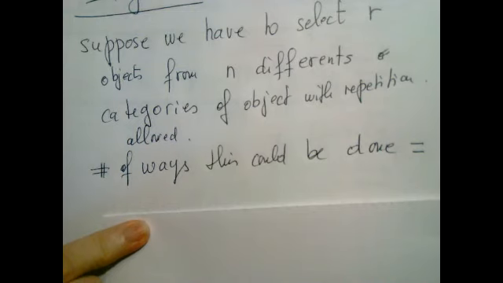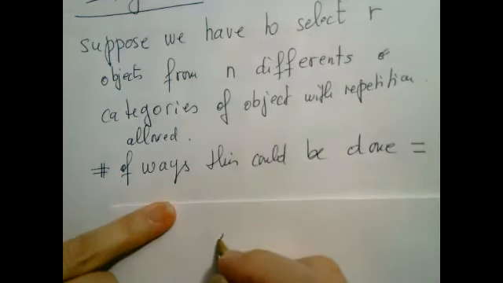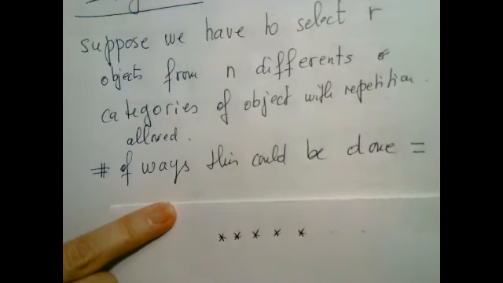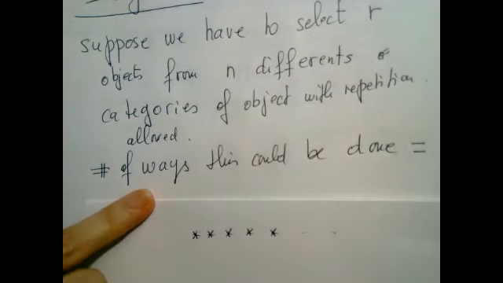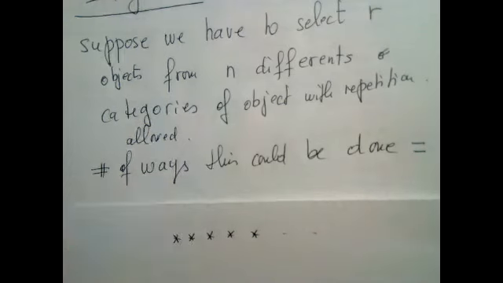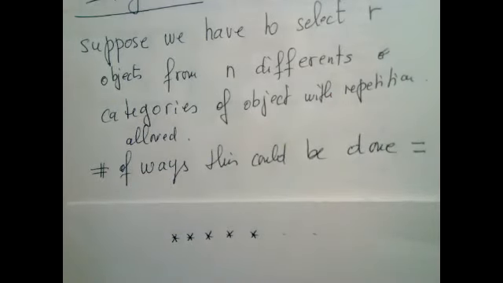Emily, I think Emily was talking, right? Yeah, it was me. The stars, would that be the r? It was the objects, right? The stars are the objects, so I'm picking r of them. Very good. Now, together, the n different categories represent what? The separators. Exactly. How many separators do we need? It would be n-1, right? Absolutely, because I need to separate n categories. I need n-1 separators. I don't need all of them.